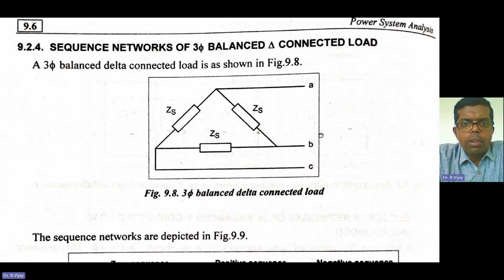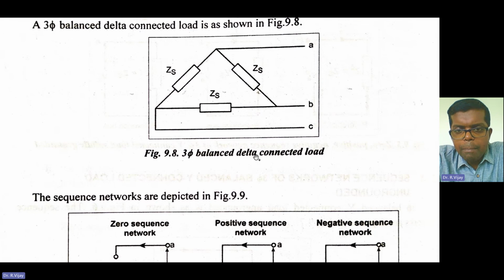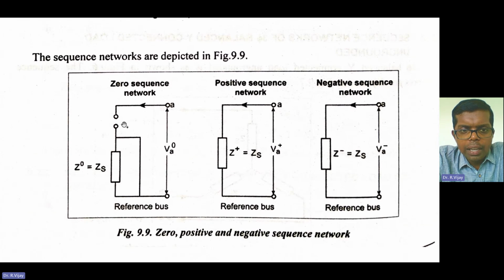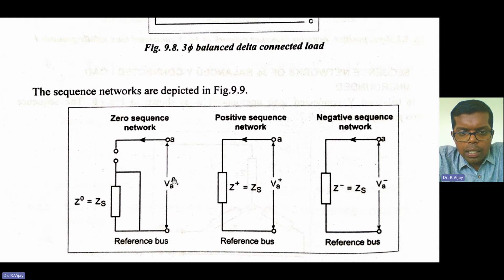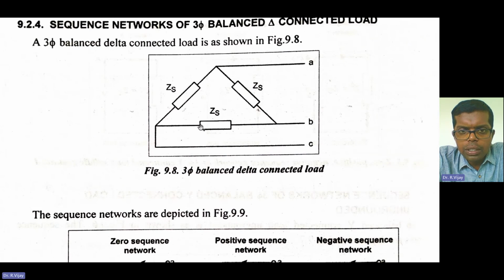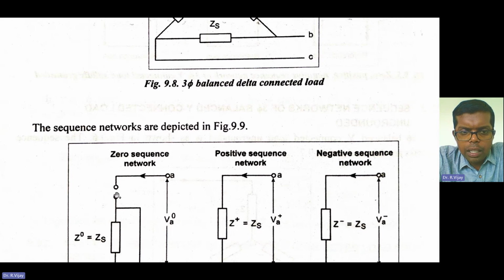Similarly, sequence networks of a three-phase balanced delta-connected load. This is the delta connection having the impedance ZS. This is the A phase, B phase, and C phase. This is the three-phase balanced delta-connected load. The sequence networks are given here for the delta-connected load. You see here VA0. Here this is open because this is delta connected, so for zero sequence there is no connection.